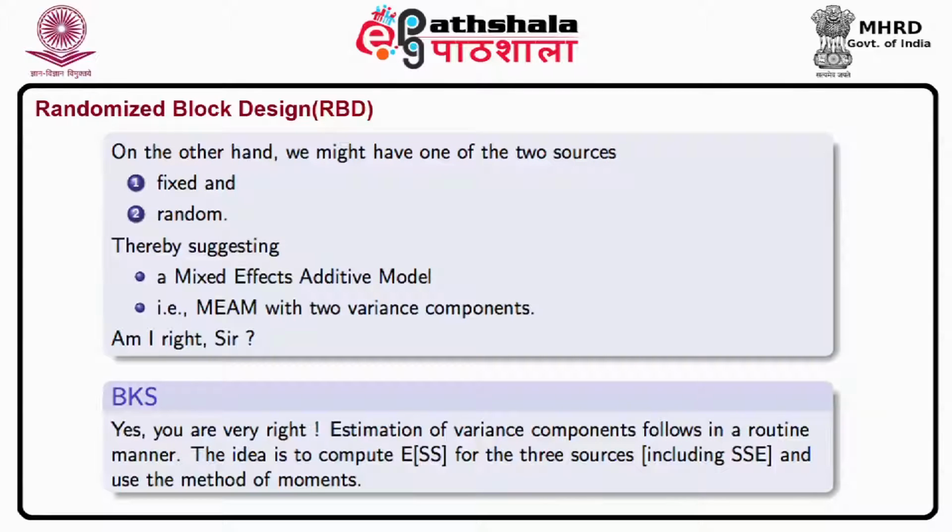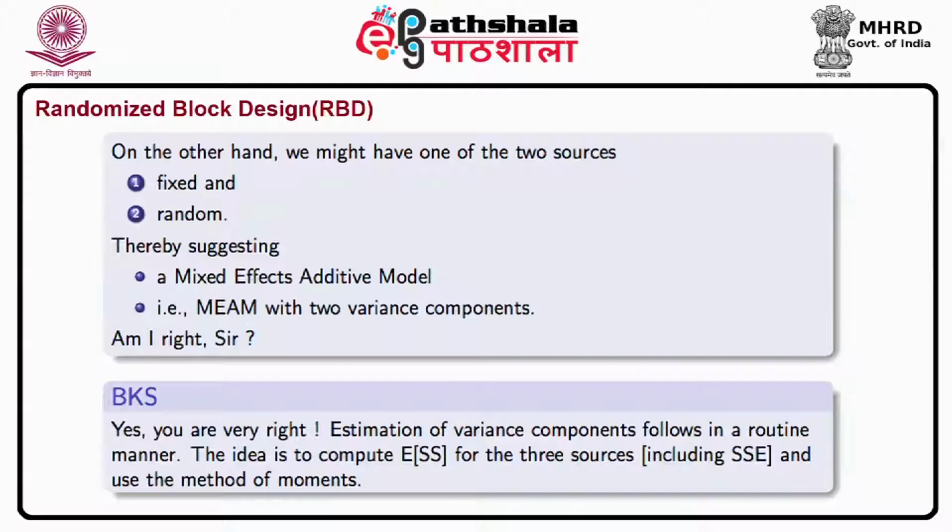Now, on the other hand, we might have one of the two sources fixed and the other random, thereby suggesting a mixed effects additive model that can keep both the fixed and random effects. That is a mixed effects additive model with two variance components. Am I right, sir? Yes, you are very right.